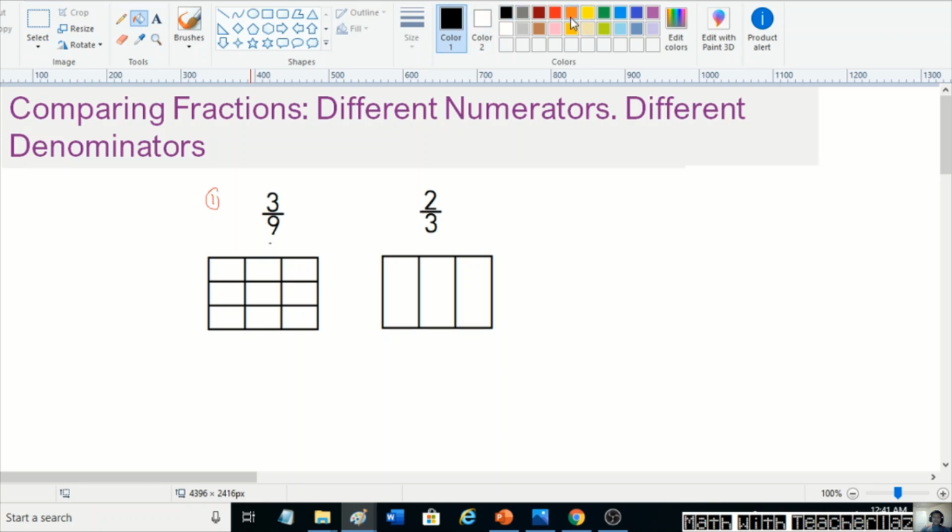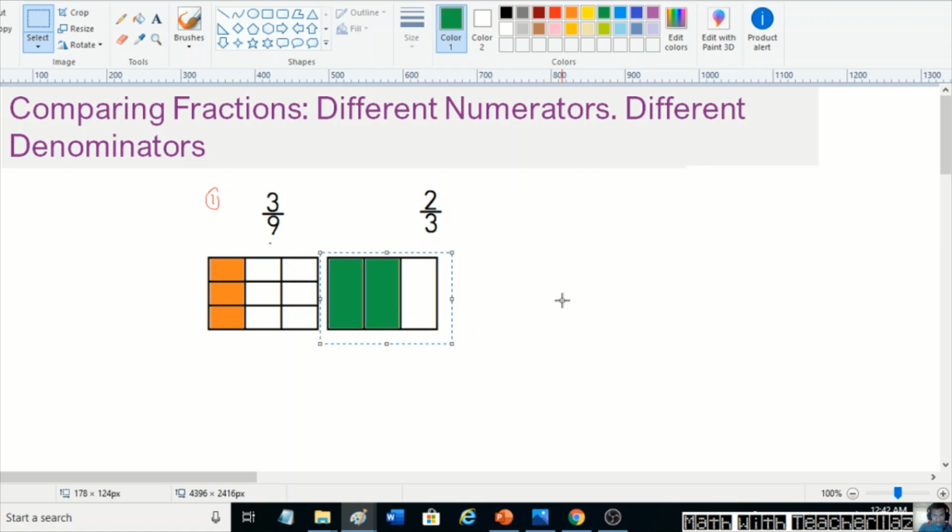So here we go. 3/9 versus 2/3. Shade different colors, okay? And you can quickly see that it appears like 2/3 is going to be more. But it's always good to cut your pieces the same way anyways. So I'm going to move this a little bit to extend my line. I'm going to extend that line all the way across. And I'm going to extend this line all the way across so that we end up in 9s.